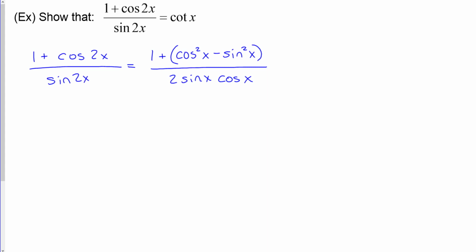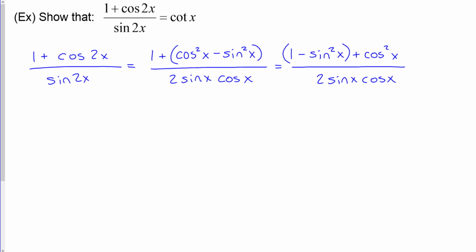All right, let's see what we come up with. If I take away these parentheses and rearrange some terms, I could write this numerator as 1 minus sine squared x plus cosine squared x, over 2 sine x cosine x. The reason I did that rearranging is because here I can use the Pythagorean theorem. Since sine squared plus cosine squared is 1, 1 minus sine squared is cosine squared x. So I'm going to make that substitution.